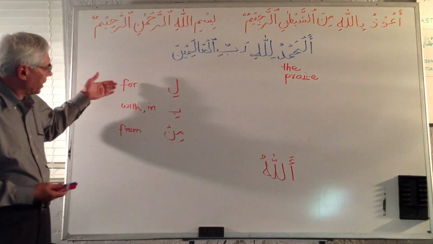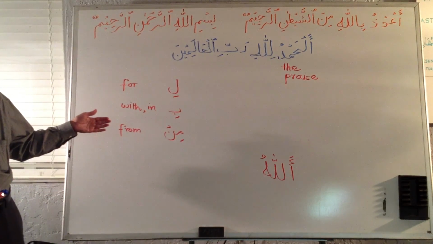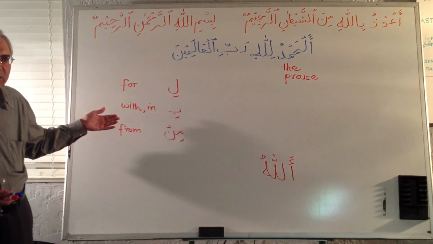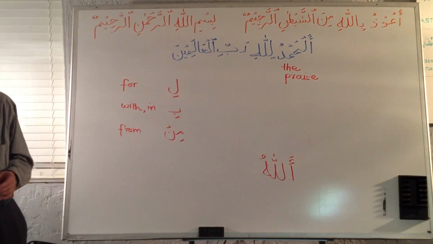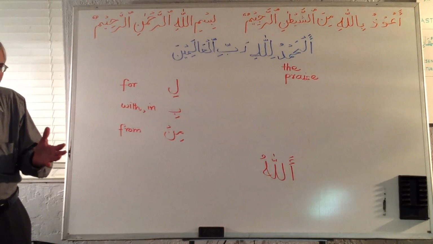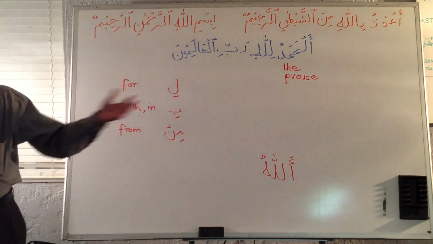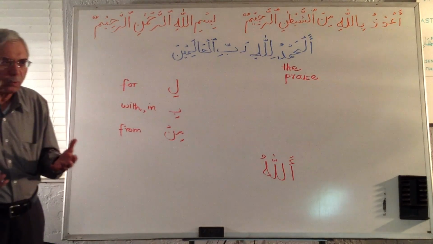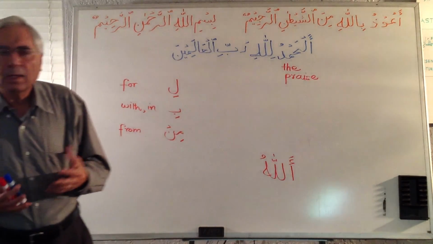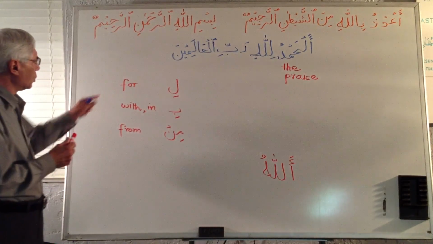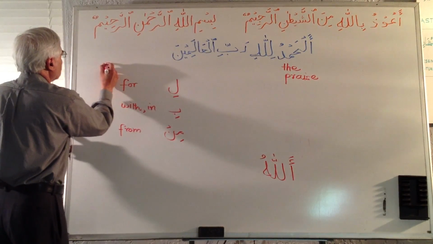Now notice that I am creating a group of words, and if we know the English grammar, these are called prepositions. It's a group of words. Above, below, in, out, with, in, from, for. These are called prepositions. So the English words are prepositions.